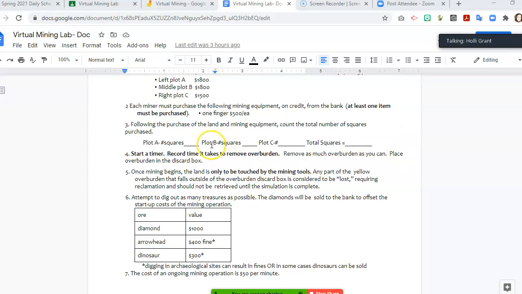So what plot did you decide? All of them? You want plot B, so you count up how many squares are in plot B. You did that? Okay, so let's move on to the next one.